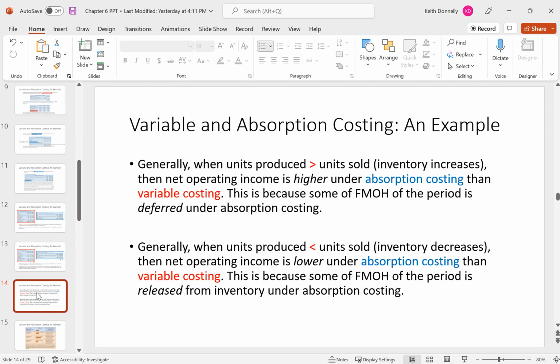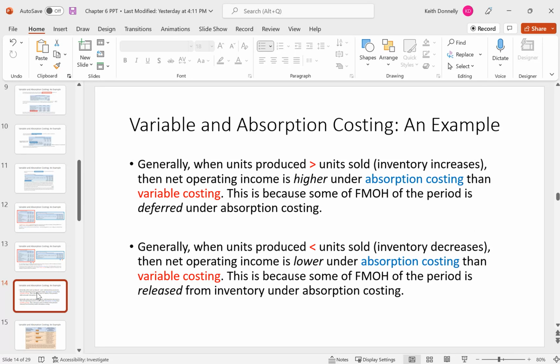Now, looking at that, and analyzing the setup and the specific numbers, we can come to some conclusions here. Generally, when units produced in a single month or period are greater than our units sold, that is to say our inventory increases, right? So just a simple way: if you make 100 watches, you only sell 60 of them, at the end of the day your inventory has gone up by 40. You made more than you sold. Your inventory increases. If that's the case, then net operating income is going to be higher under absorption costing than under variable costing. The explanation is how you treat that fixed manufacturing overhead. In other words, in this situation, some of the fixed manufacturing overhead for that period is going to be deferred under absorption. You kick the can on it until later on when you sell it.